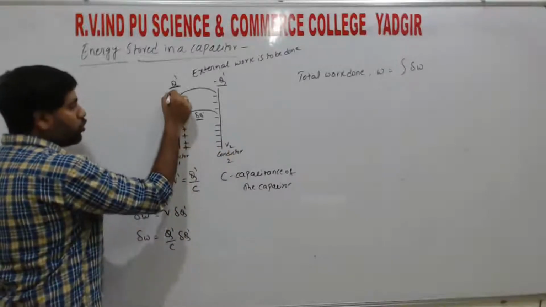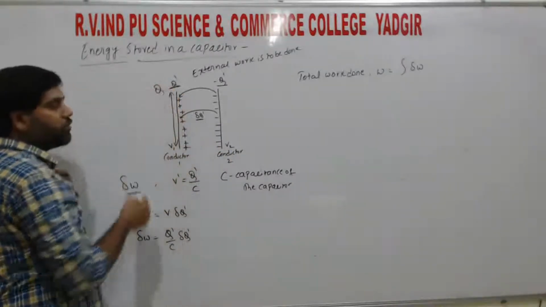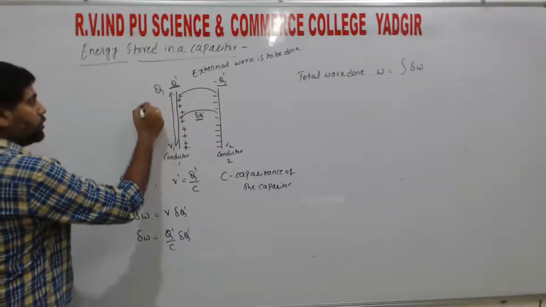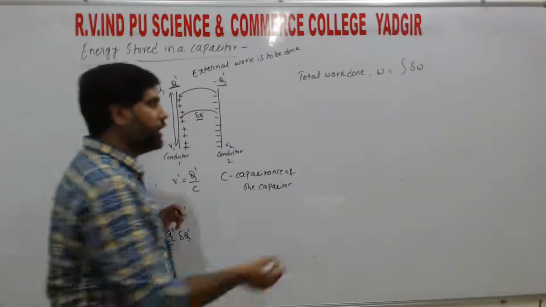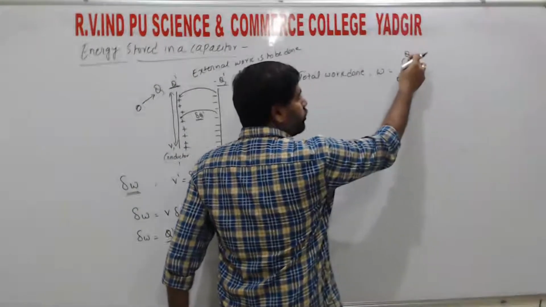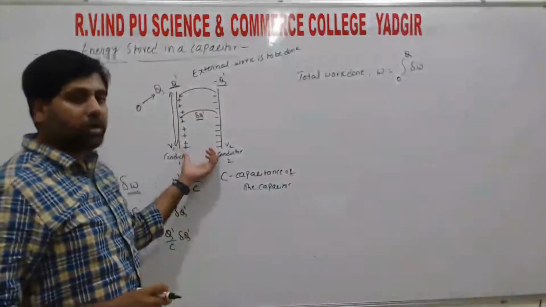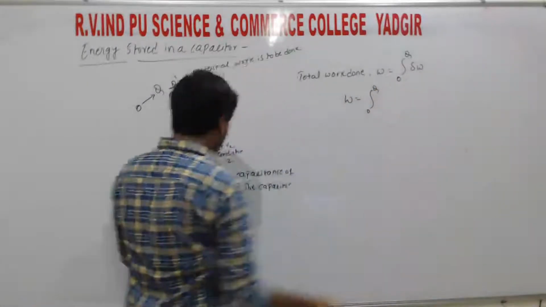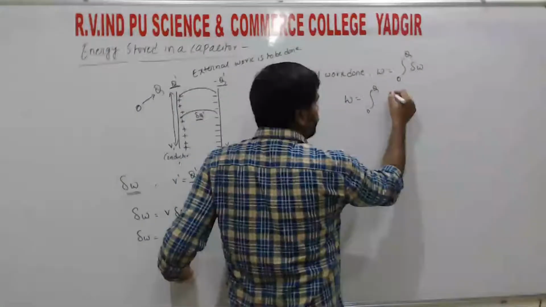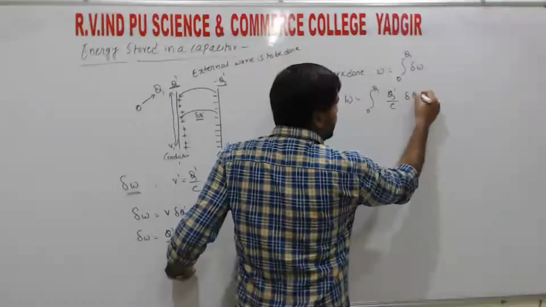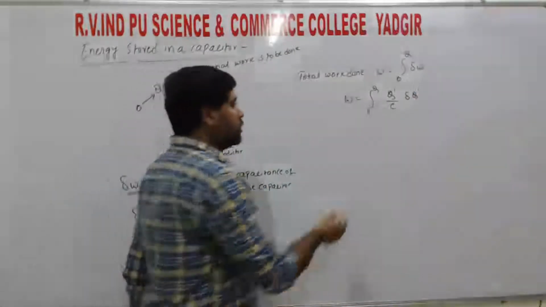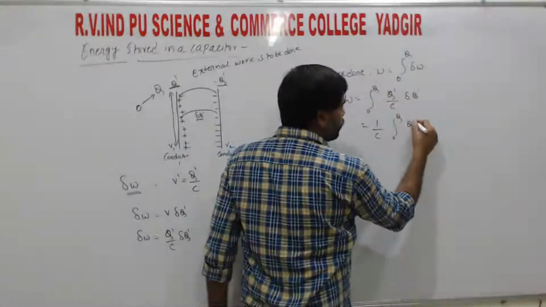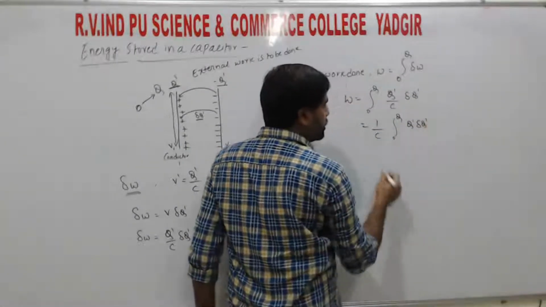The total charge stored we take as Q. Initially it is an uncharged conductor, so the value starts from 0 to Q, right? So integrating from 0 to Q, where Q is the total charge stored in the capacitor. So W is equal to the integration from 0 to Q of q dash by C delta q dash. C is constant, so 1 by C is taken outside: integral from 0 to Q of q dash delta q dash, right?